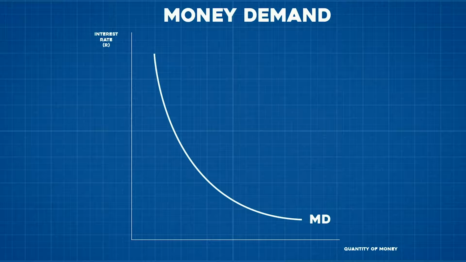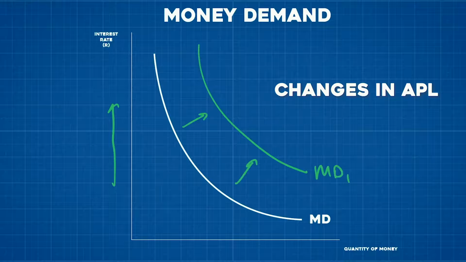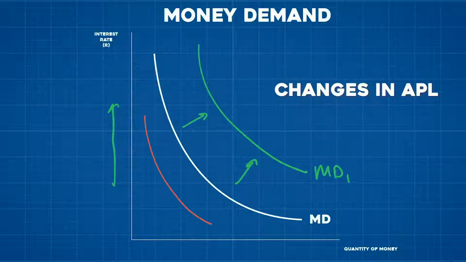First, the money demand curve will shift because of changes in the aggregate price level. Or, say it another way, the demand for money is proportional to the aggregate price level. As the price level rises, more money is demanded, and that shifts the curve to the right. But when the price level decreases, less money is demanded, and that shifts the curve to the left.